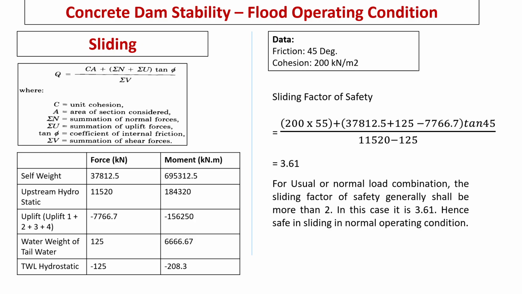There is an increase in uplift. There is an addition of water weight at the downstream slope. In the horizontal direction, there is tail water hydrostatic force. Adding these changes in the formula, we are getting the factor of safety in sliding as 3.61, which is more than the required. As already explained, flood conditions are rare, so we can relax the criteria, that is, we are considering minimum factor of safety in sliding as 3, whereas in unusual condition we are considering as 2.